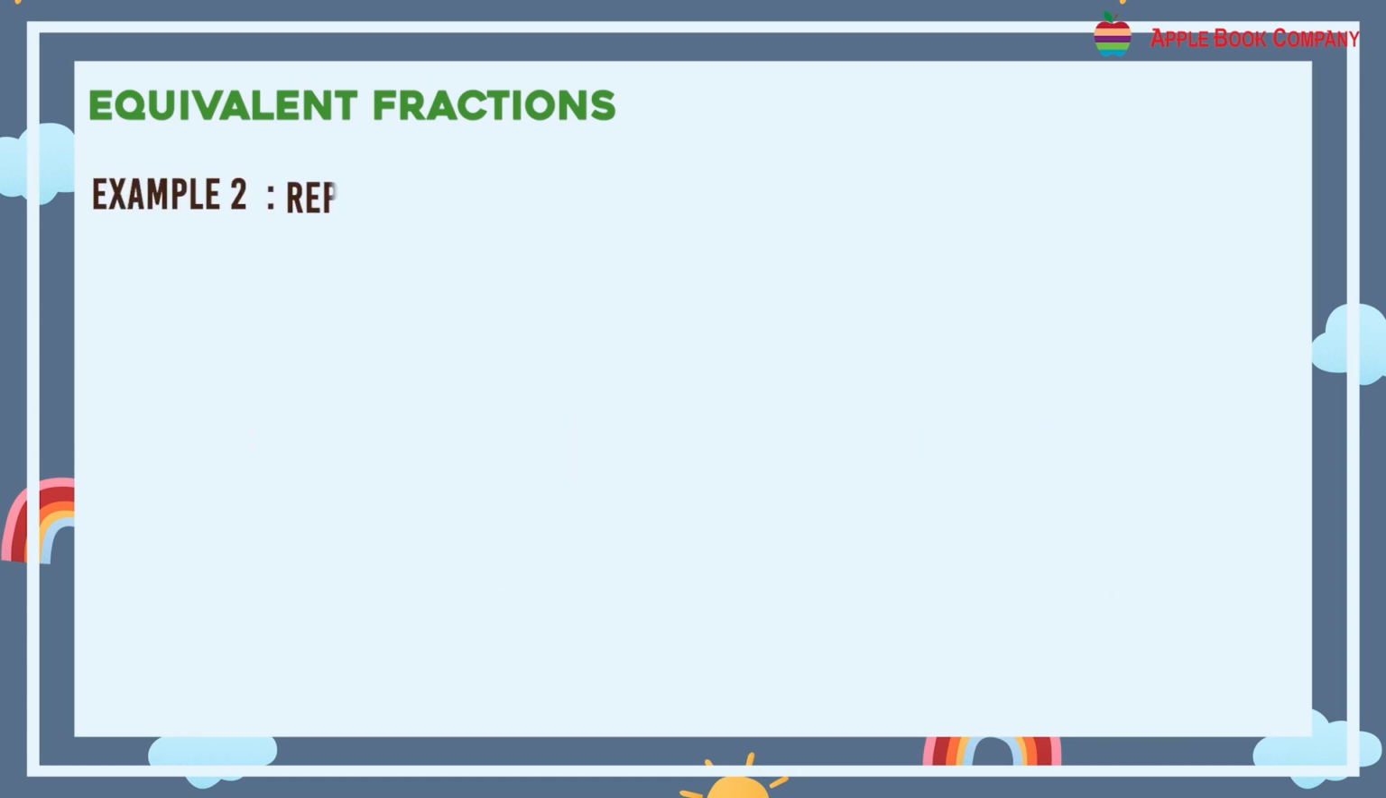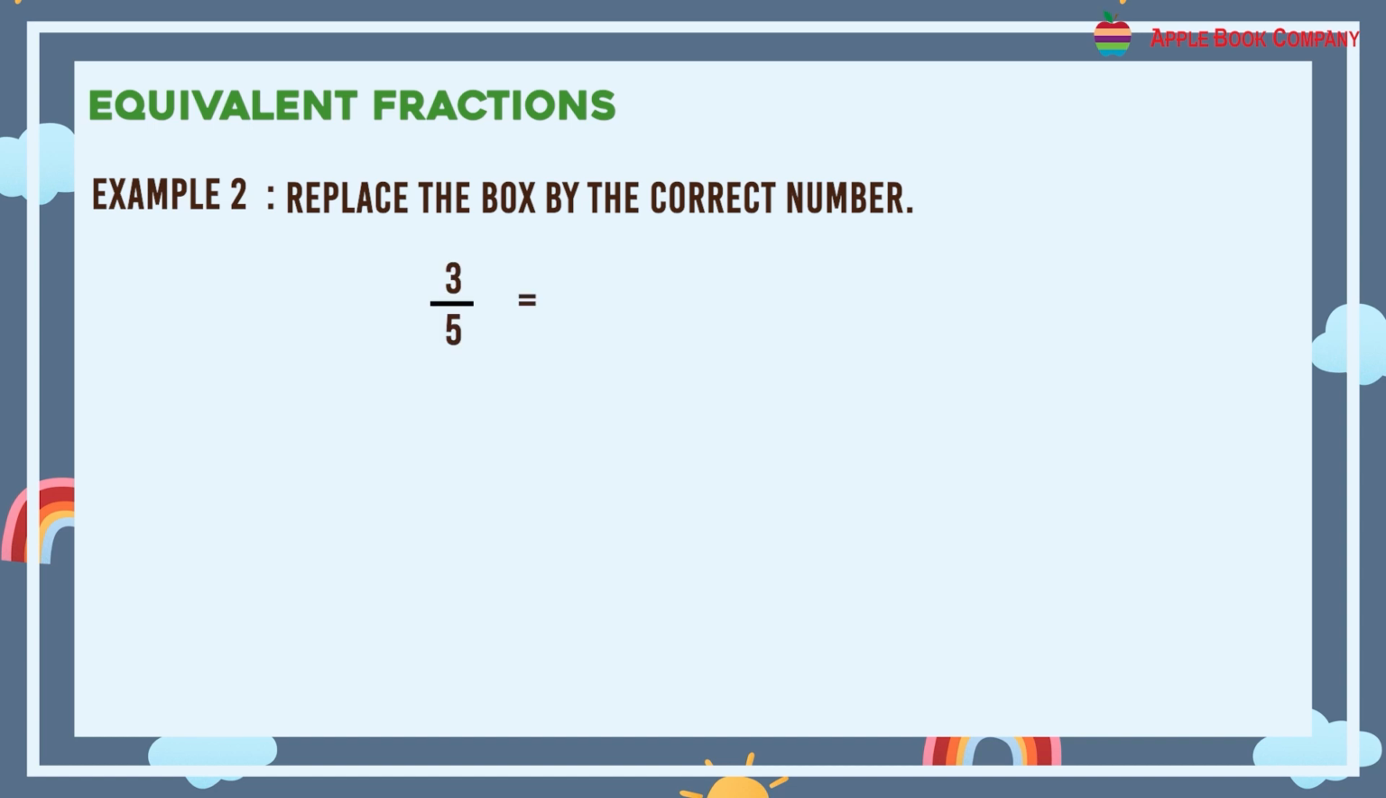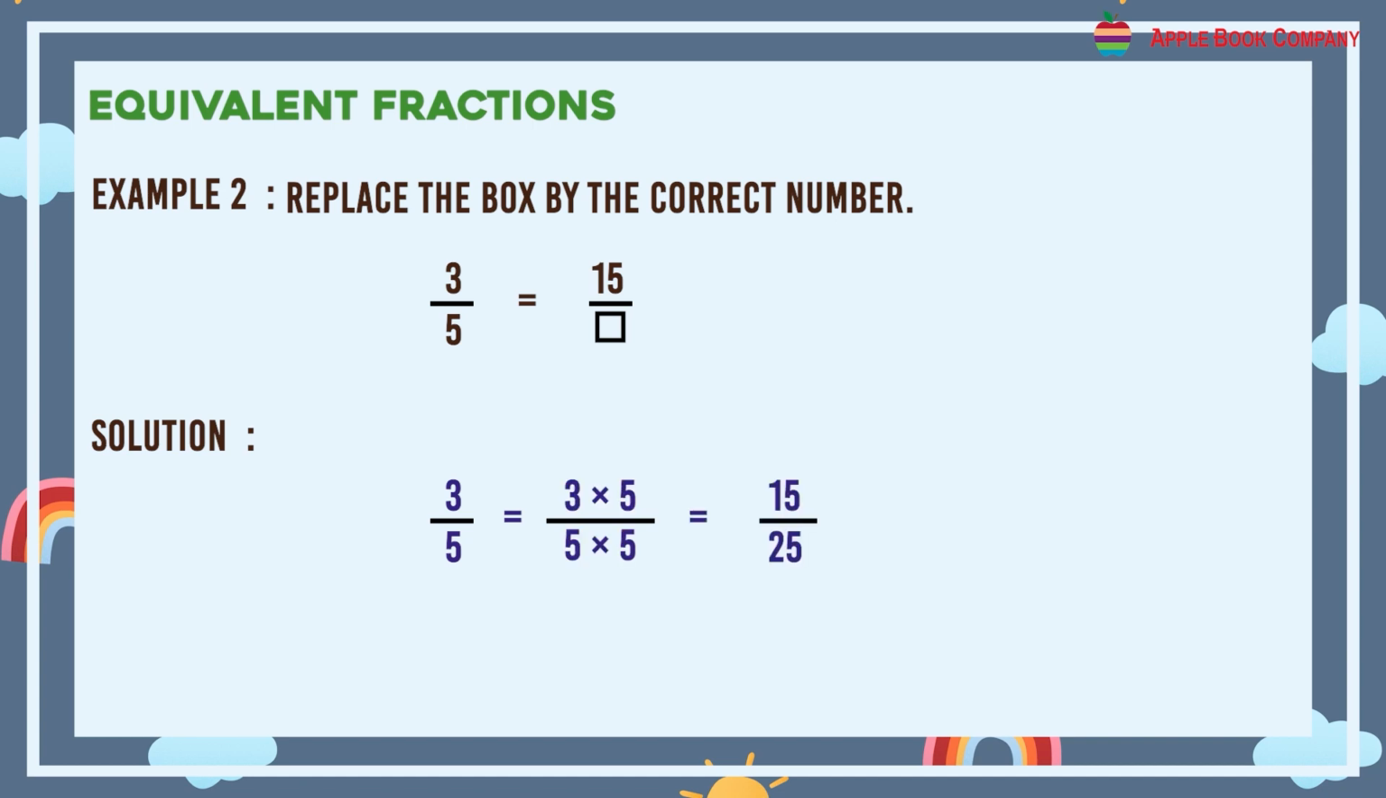Example 2. Replace the box by the correct number. 3 by 5 equals 15 by dash. Solution: to get 15 in the numerator, we multiply 3 by 5. So, we multiply the denominator also by 5. Therefore, 3 by 5 equals 3 into 5 by 5 into 5 equals 15 by 25. Hence, missing numeral equals 25.